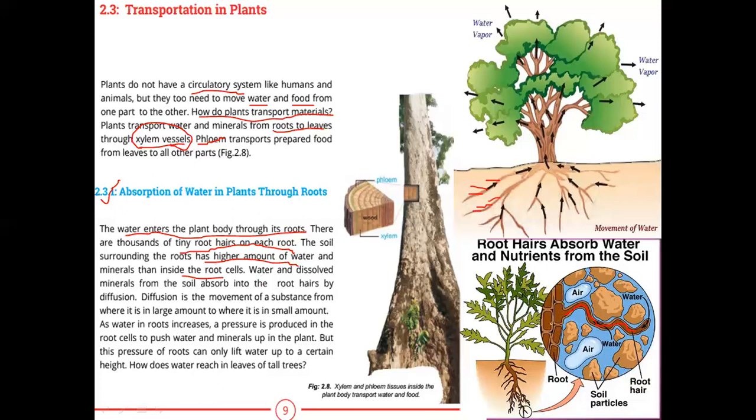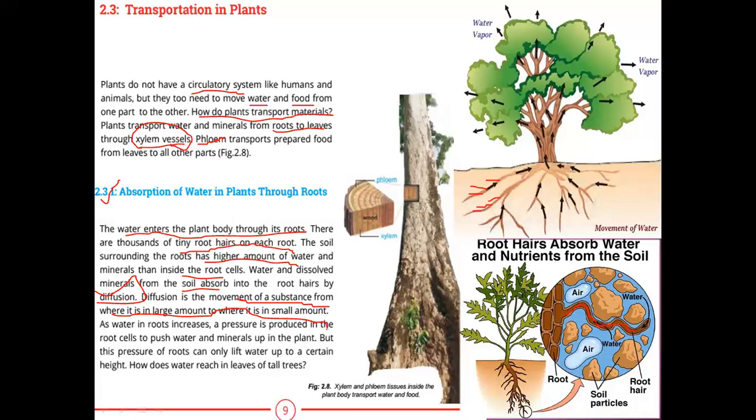With this water, some mineral salts are also absorbed by the root hair. This absorption is done by the process that is called diffusion. You see, diffusion. What is diffusion? That is a new term for you. Diffusion means the movement of a substance from where it is in large amount to where it is in small amount.